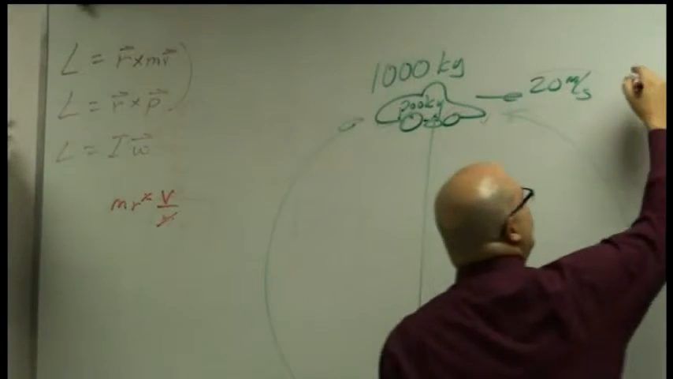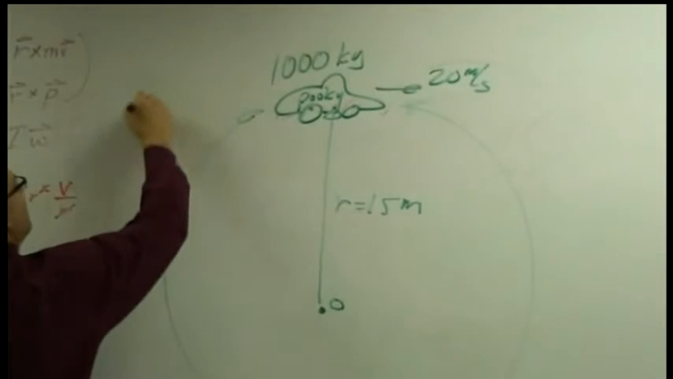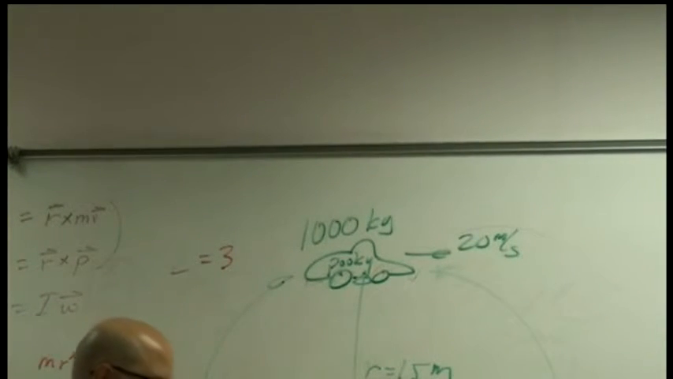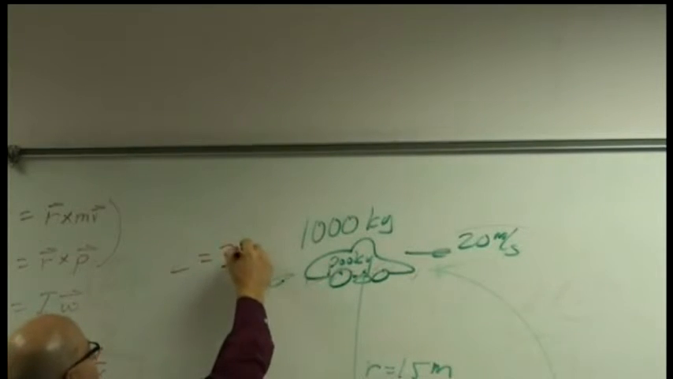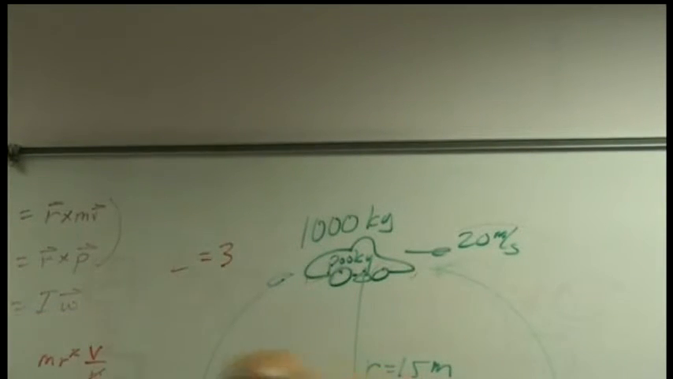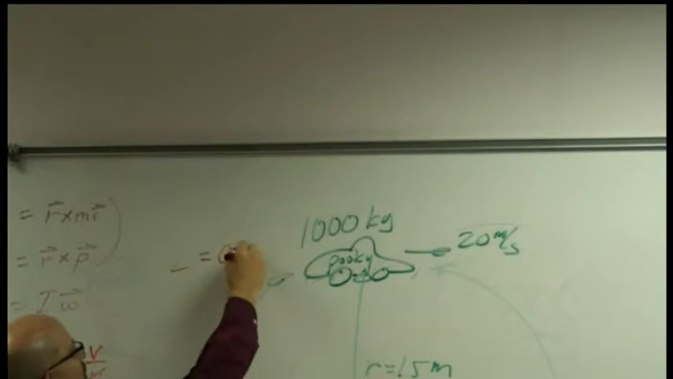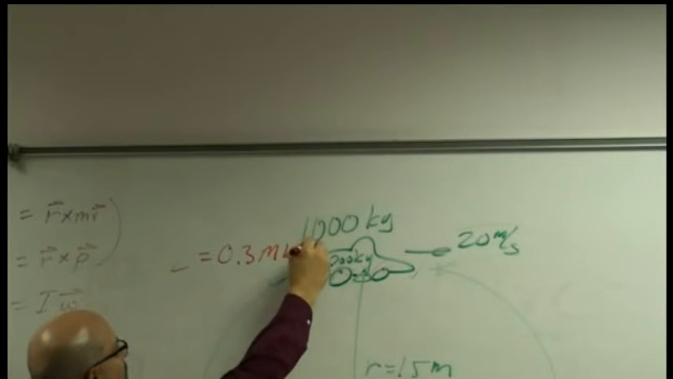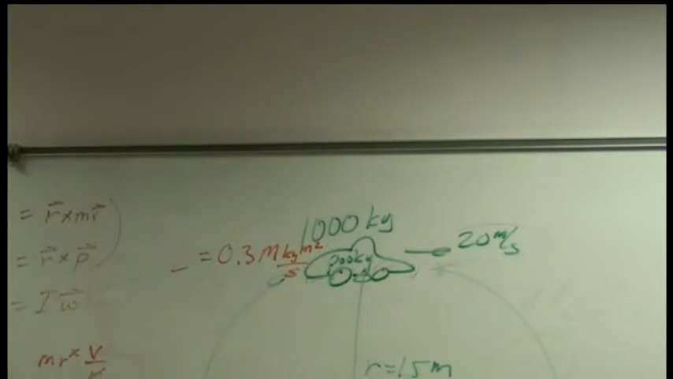All right, so what's our angular momentum, everybody? 300,000. It is 300,000 kilogram meters squared per second. Let's do it nice and scientific: 0.3 mega kilogram meters squared per second. There we go. 0.3 megas.